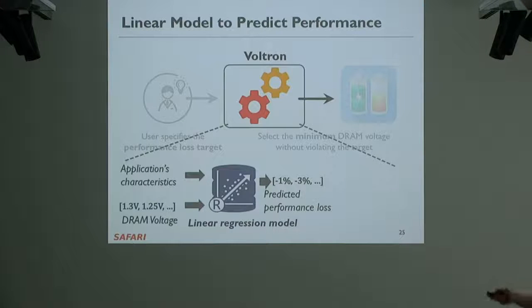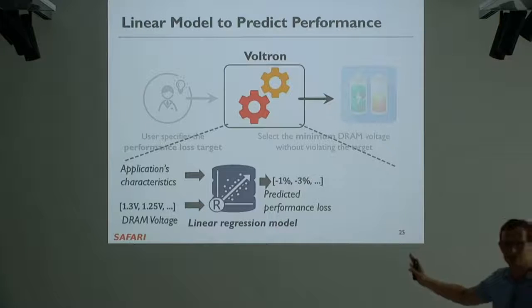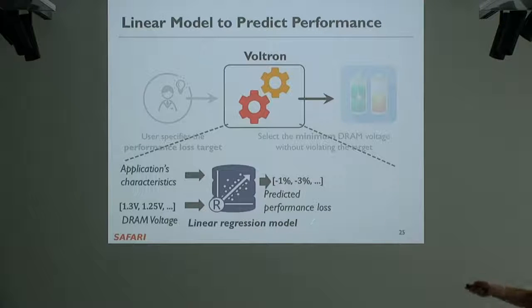Of course, you need to train this model. It's like any statistical or machine learning model. You need to train this. And in this case, we do offline training of the model to figure out how the application characteristics and DRAM voltage affect the performance loss. That's the idea over here. And then you basically compare that to the target, and you pick the final voltage as a minimum voltage. Okay, I think.